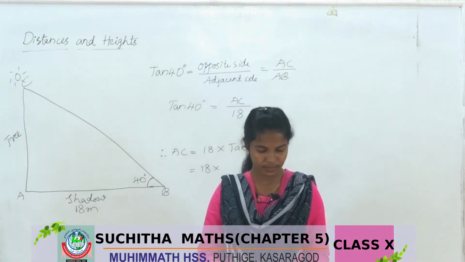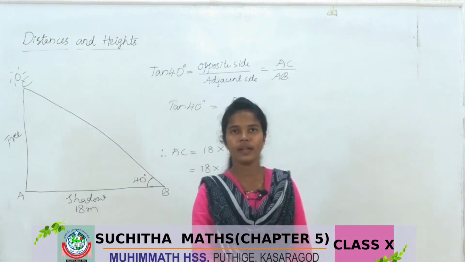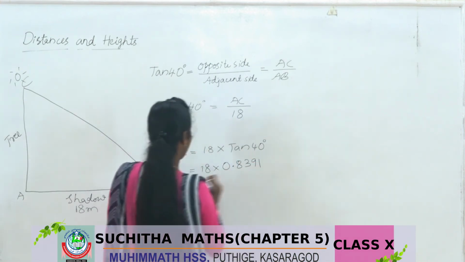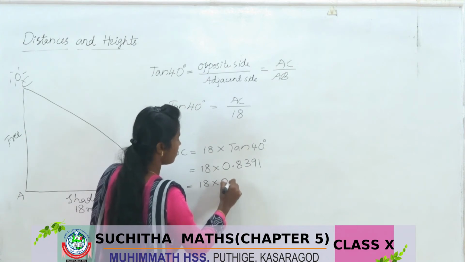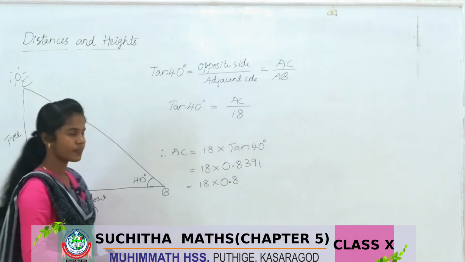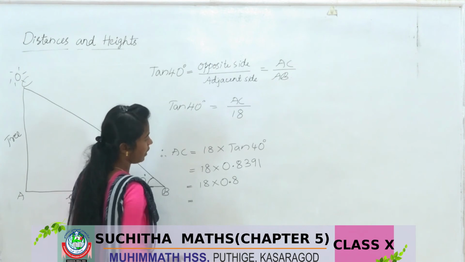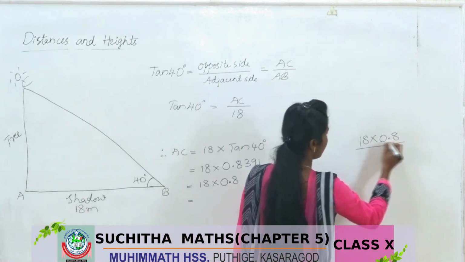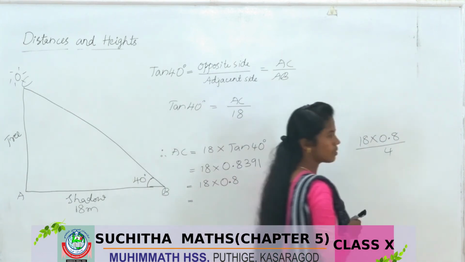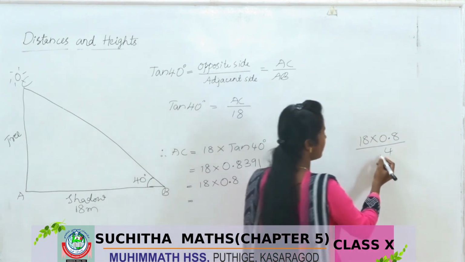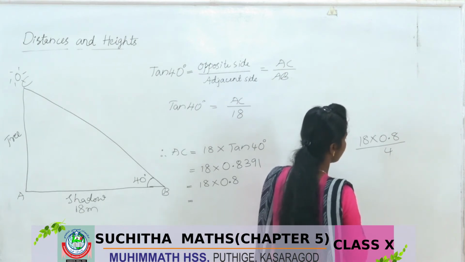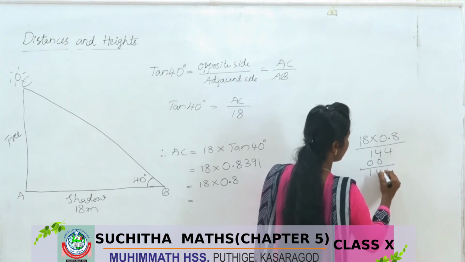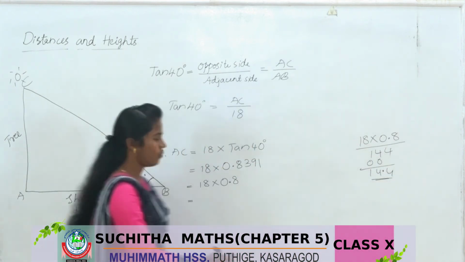Tan 40 is 0.8391. That is 18 into 0.8. 18 into 0.8 is: 8 8s are 64, remaining 6, 8 1s are 8, 8 plus 6 is 14, so 144. It is 14.4.